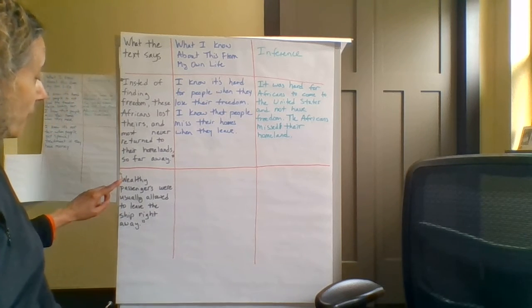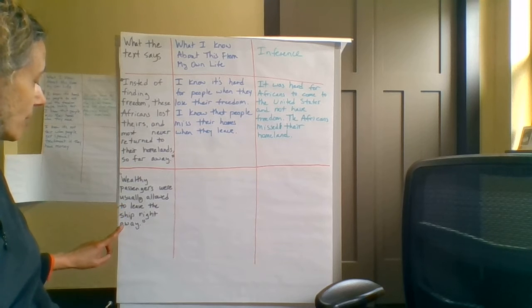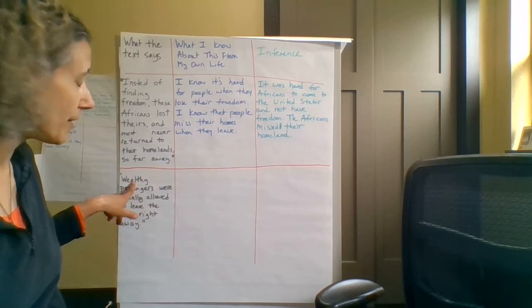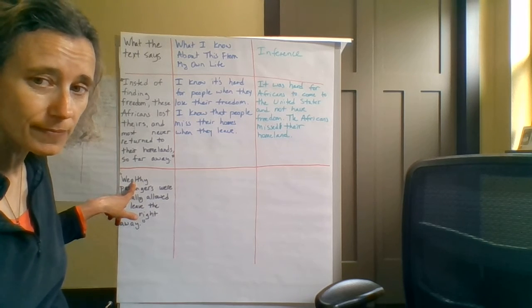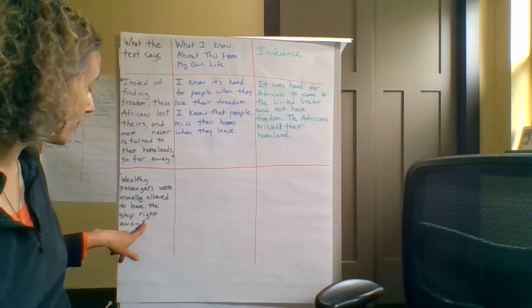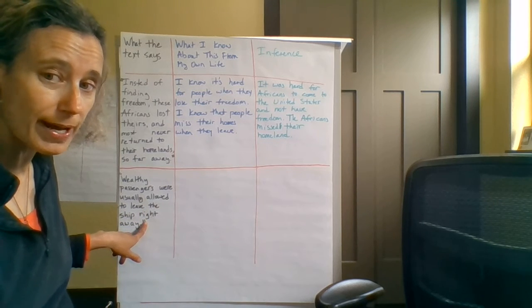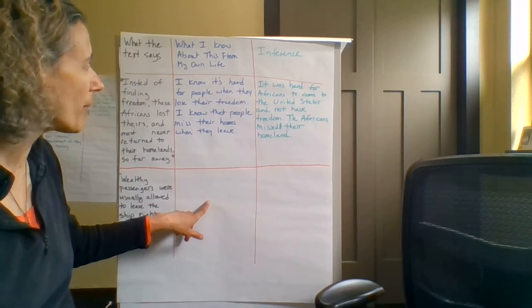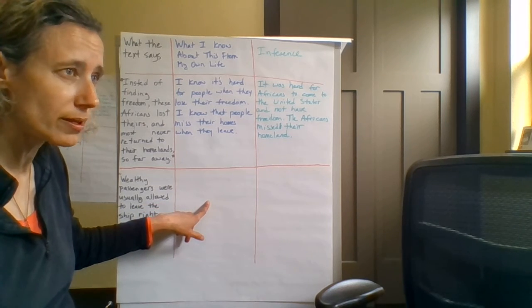So, wealthy passengers were usually allowed to leave the ship right away. Well, I know that wealthy means you have a lot of money, you're rich. And I know that they were allowed to leave the ship right away. So, I'm thinking, well, what do I know about that from my own life?